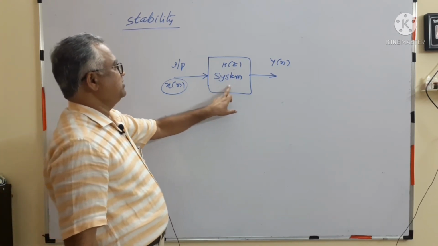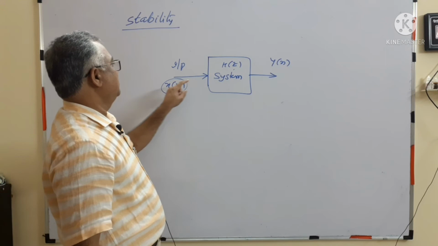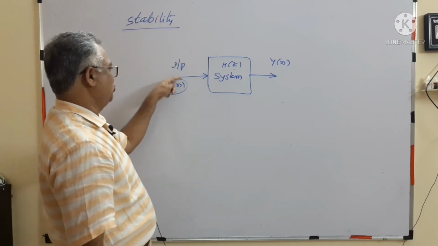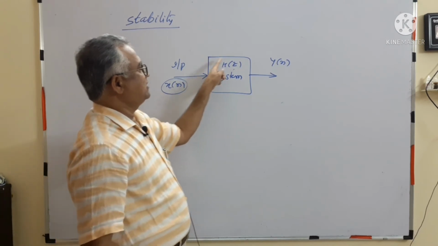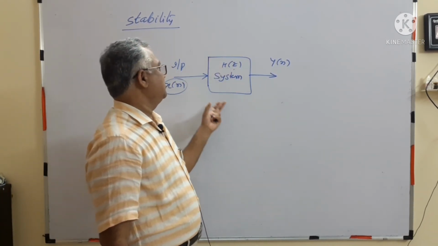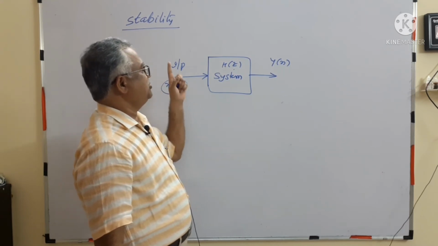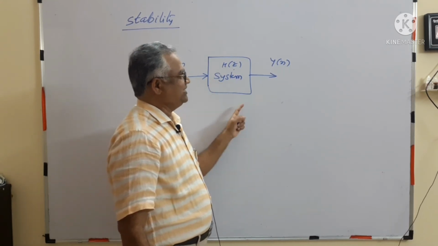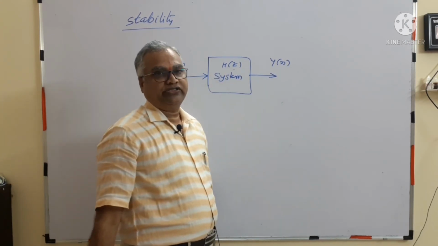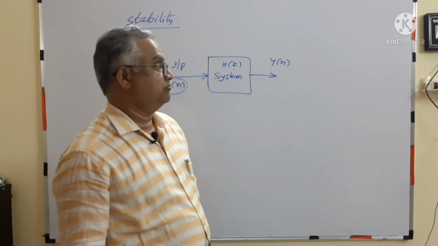So for a system to be stable, input can change, some noise may occur. System initial conditions may change, system parameters may change. Even if input is changing and system parameters are changing, output should not change. Then that system is called a stable system.